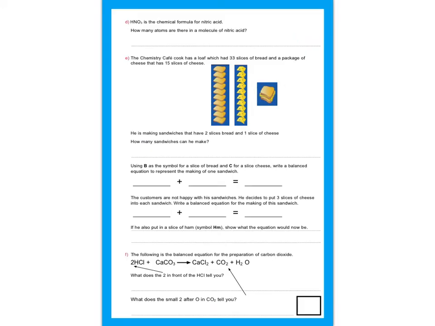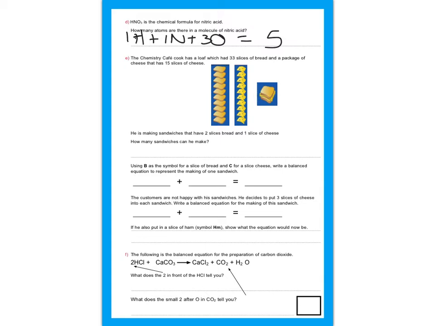Okay, next question is asking me, HNO3 is the chemical formula for nitric acid. How many atoms are there in one molecule? So we look at each individual atom. So I have 1 hydrogen, I have 1 nitrogen, and I have 3 oxygens. Now I know I have 3 oxygens because the 3 is stuck onto the O at the bottom, and because it's stuck onto the O, that means it only applies to the O. So in total, I have 5 atoms.